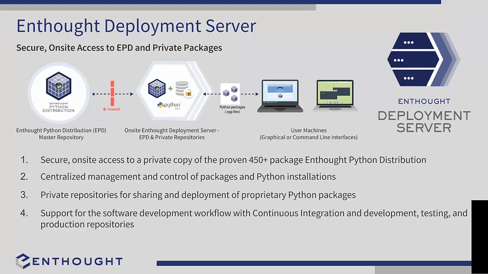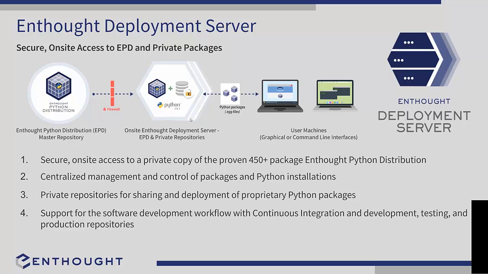If you're firewalled, you can get a connection with synchronization from the Enthought master repositories, so that every new package that gets into that one can directly be synchronized with your local version. A secure on-site version of all that with synchronization. To be secure, it has to integrate with your authentication and authorization system, so it can use LDAP or AD as a source of credentials and authorizations. On that deployment server, you can also create your own private repositories for organizing how you're going to share your packages internally.